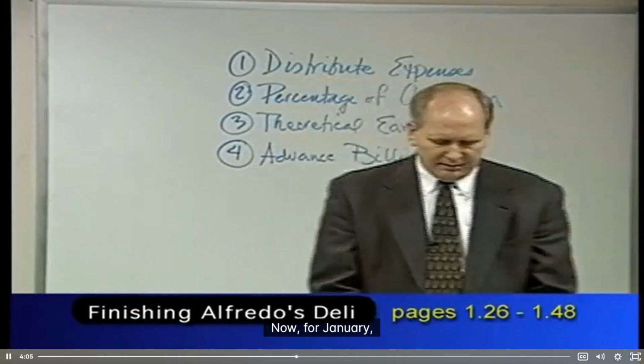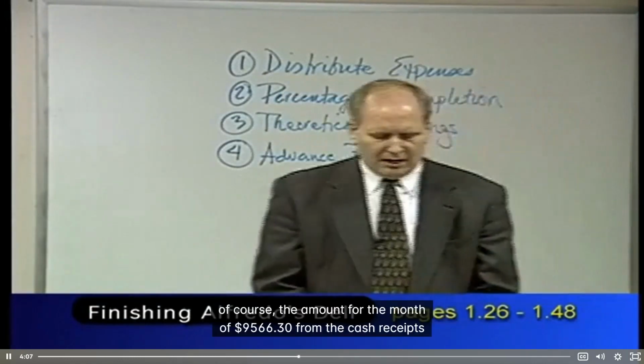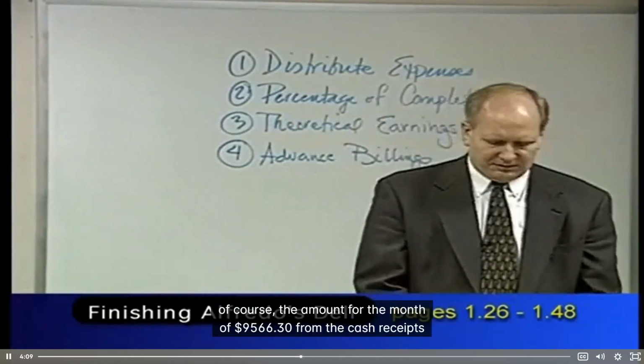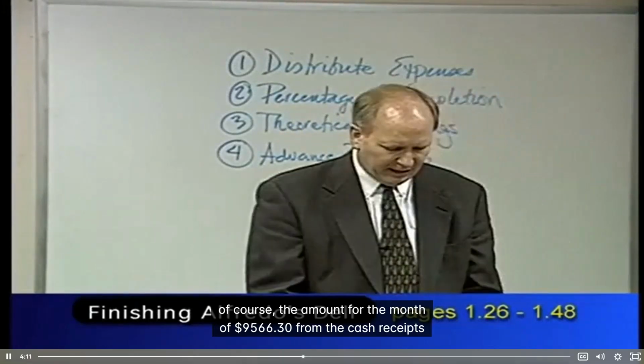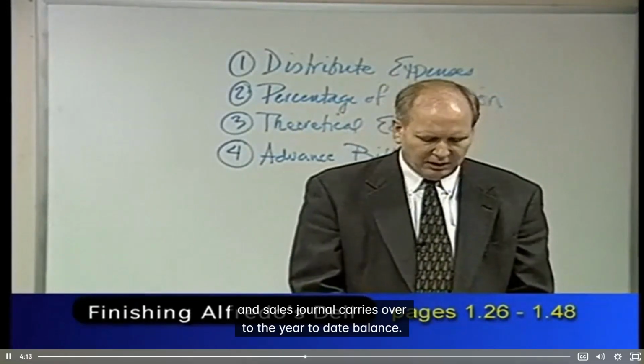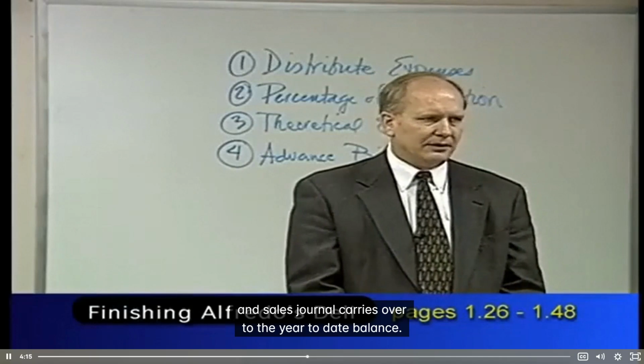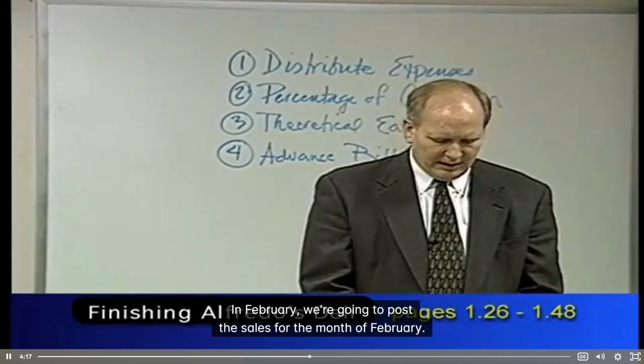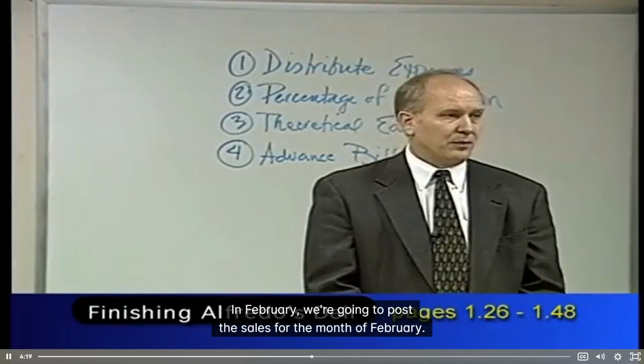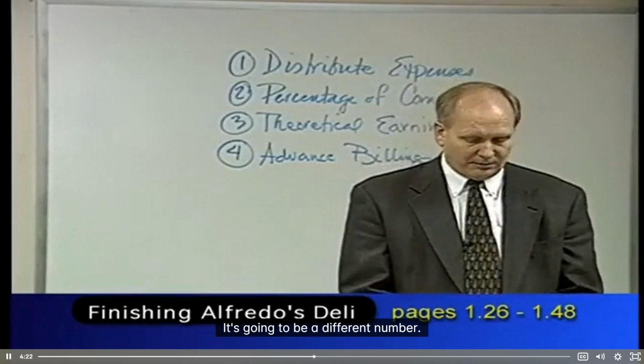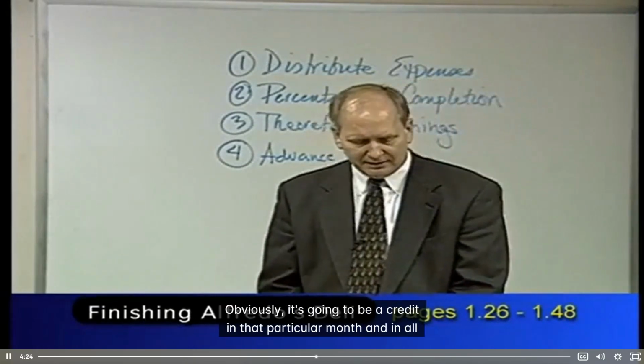Now for January, of course, the amount for the month of $9,566.30 from the cash receipts and sales journal carries over to the year-to-date balance. In February, we're going to post the sales for the month of February. It's going to be a different number, obviously. It's going to be a credit.